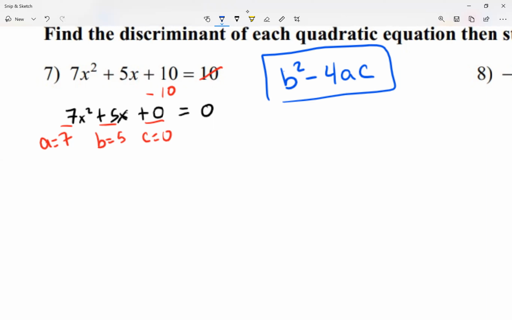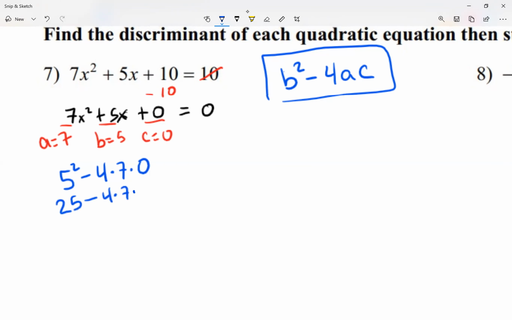So in my case, I have 5 squared minus 4 times 7 times 0. 4 times A times C. I know my order of operations. First of all, I need to do any parentheses if I see any, which I don't. Then I have to do exponents. So I see 5 squared. So I'm going to call that 25 minus 4 times 7 times 0. Notice I did my exponents.